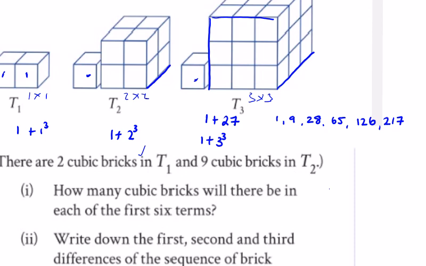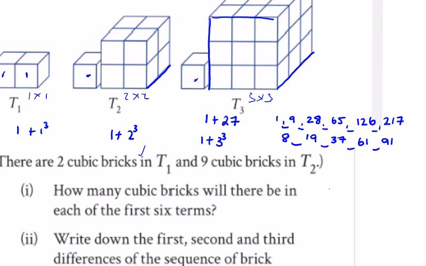Write down the first, second, and third differences. Okay, let's write down the differences here. We have 8, we have 19, we have 37, 61, and we have 74 and 17, 91 it looks like. You can always go back and check, see if you made a mistake.